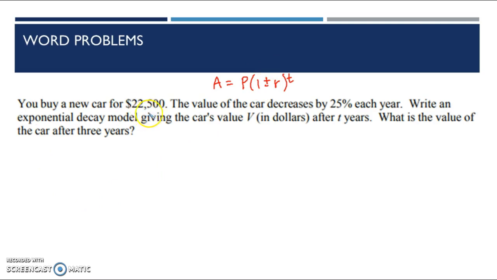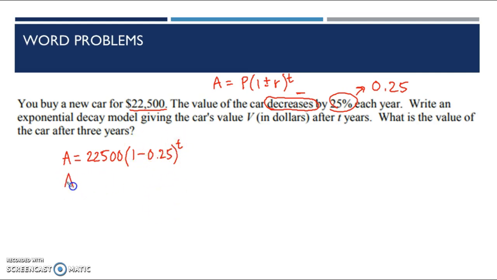So you buy a new car for $22,500. The value of the car decreases by 25% each year. So decreases tells me I'm going to be subtracting, and then 25% is going to be 0.25. I want to write an exponential decay model giving the car's value after t years, and I want to know the value after 3 years. So I'm just going to plug in first. So A equals, my principal is this 22,500, and then I have 1 minus my rate of 0.25 to the t. And I'm going to go ahead and simplify that. So we get 22,500 times 0.75 to the t.